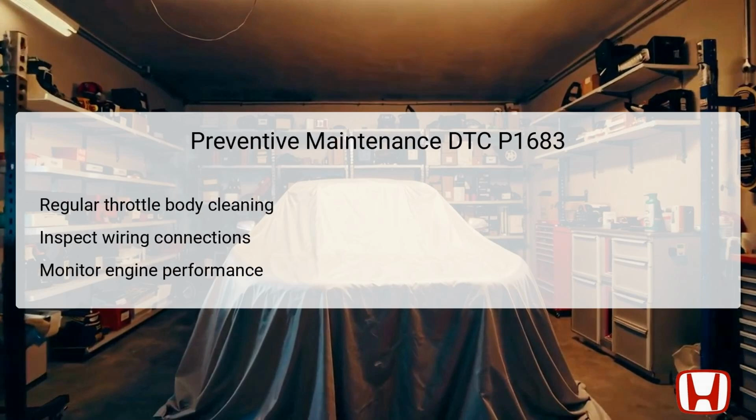Preventive maintenance is key to avoiding DTC P1683 in the future. One of the best practices is to regularly clean the throttle body to remove carbon buildup and ensure free movement of the throttle valve. This cleaning also enhances the overall performance of the engine by allowing optimal airflow.